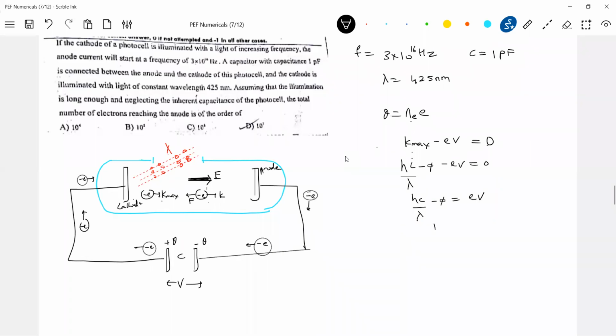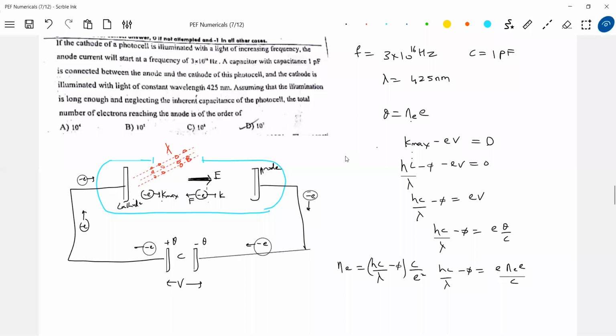What is V further you can write? V should be equal to Q by C. Q is what? Ne into e by C. So therefore this Ne, what can we write it as? hc by lambda minus work function, C by e squared. But we don't know the work function, what to do for that? He has given some information, no?